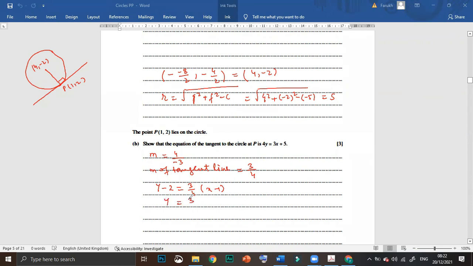y is equal to 3 over 4 x minus 3 over 4 plus 2. y is equal to 3 over 4 x plus 5 over 4. 4y is equal to 3x plus 5 is the required equation of the tangent to the circle at point P. Now we will move to the next part.